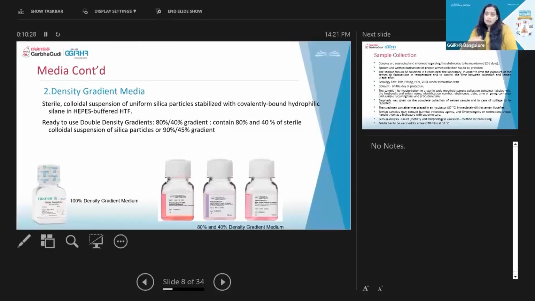Or else, for convenience, you have already pre-prepared 80% and 40% commercially available, where you can just go and purchase it from the company, depending upon whatever percentage that you want.